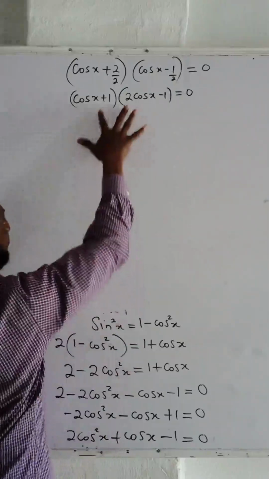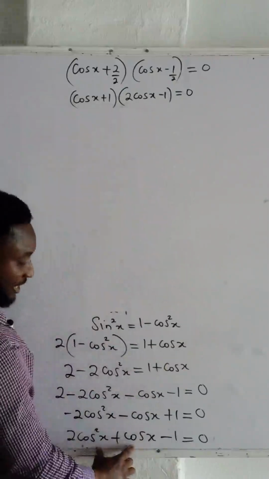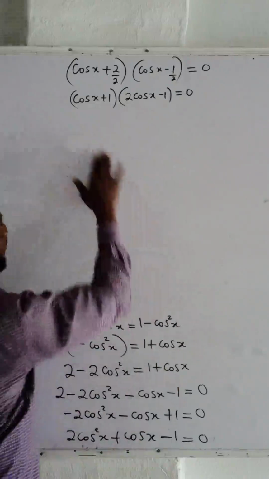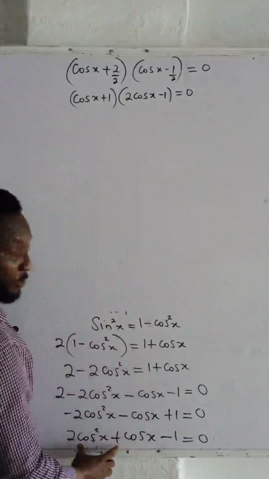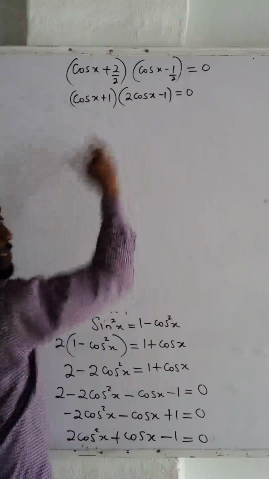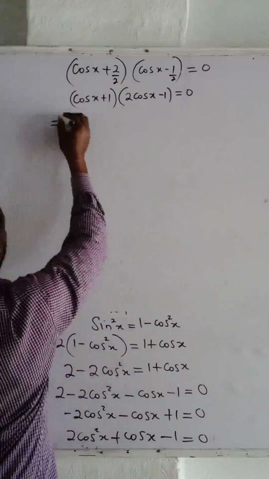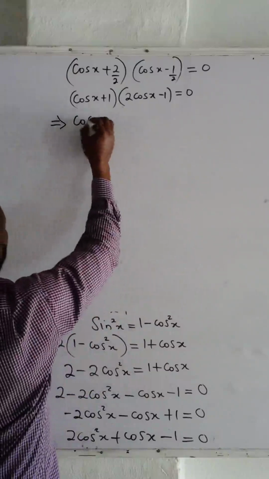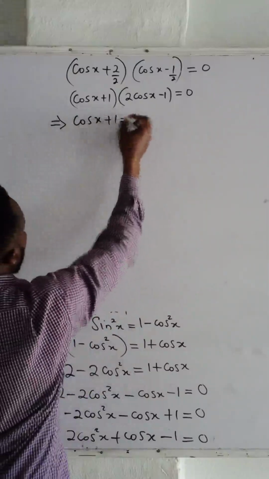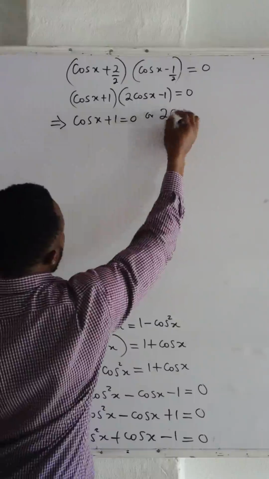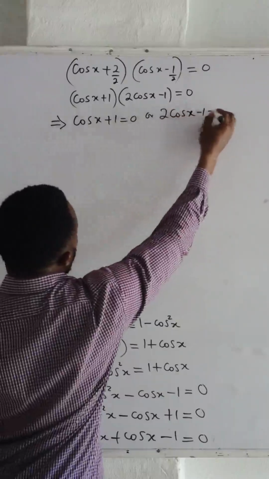So these are the two factors of this equation. If you expand this, you get this equation. So it's a faster method of factorization. So from the zero product property, it implies that 2 cosine of x plus 1 equal to 0, or 2 cosine of x minus 1 equal to 0.